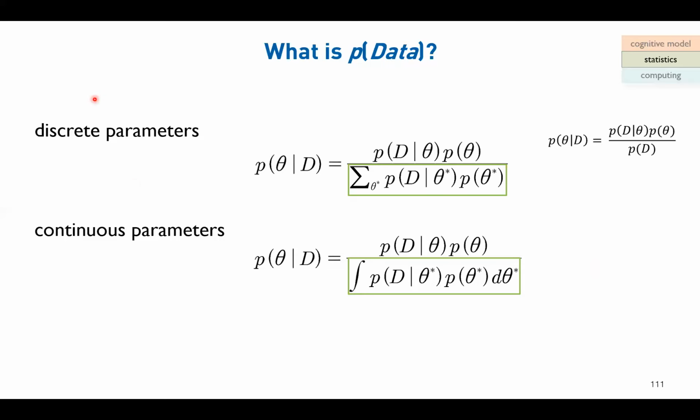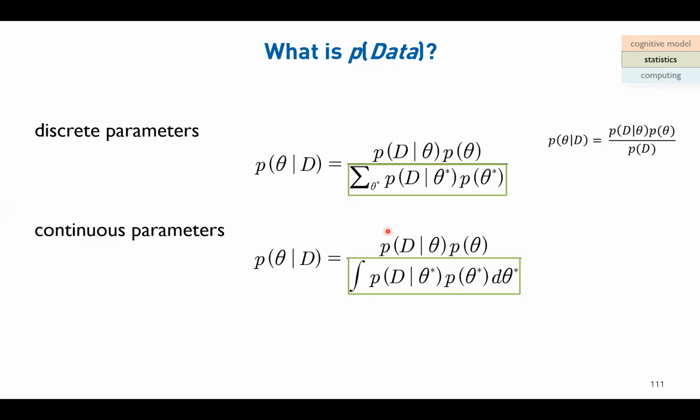So when it is a discrete parameter, it can be written like this. So the P of data can be rewritten like this. This is something we have discussed already last time. And when it is a continuous parameter, the P of data can be rewritten like this. Okay, so one is the summing up, the other one is the integral. It's pretty similar, honestly.